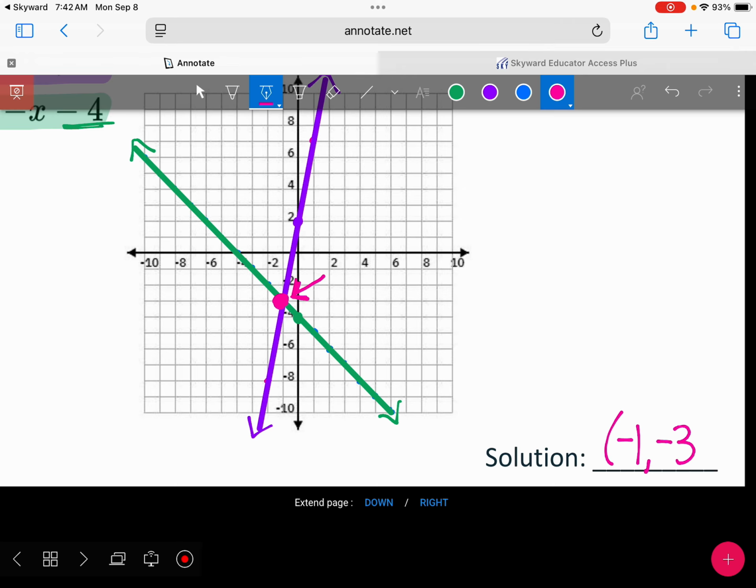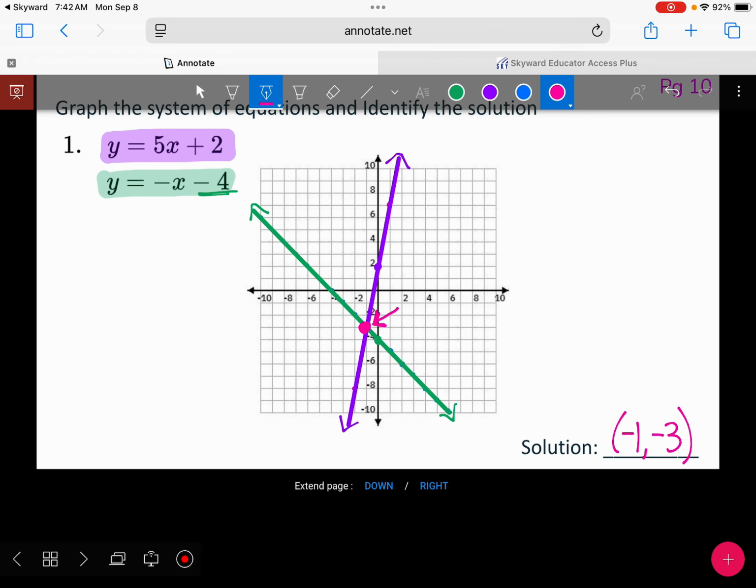I made my dot very, very chunky, and my lines are very, very thick, so sometimes they're covering the numbers. But I can see it's down 3 spots here, left 1 spot, negative 1, negative 3, as an ordered pair in the parentheses. Questions on this one?